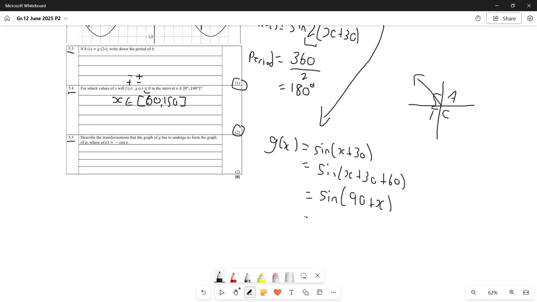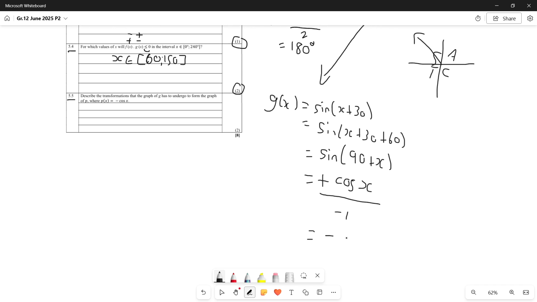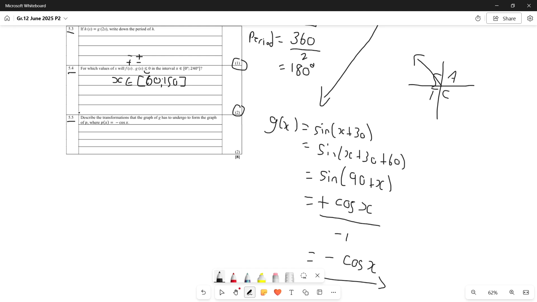A reminder that for sine of 90 plus x, we are positive in our sine quadrant. So sine is already positive there, which means we just take a positive out, and then we can drop our 90 and turn it into cos x. So at this stage, we have a positive cos x, and then it needs to become a negative cos x, which means we'll just have to divide it by negative 1, and then we end up with negative cos x.